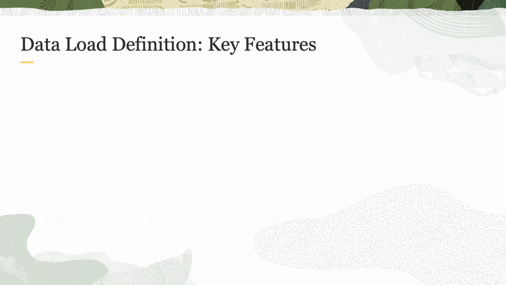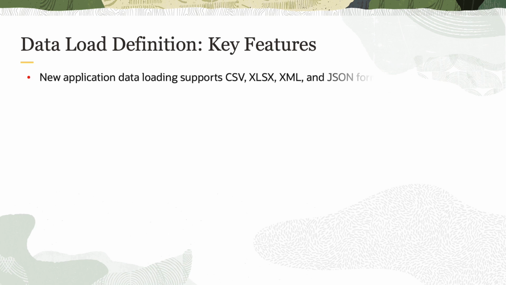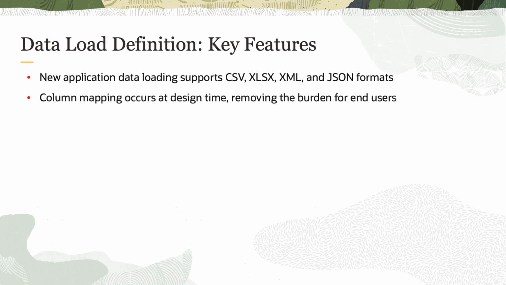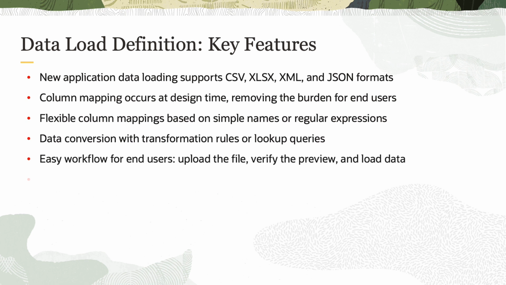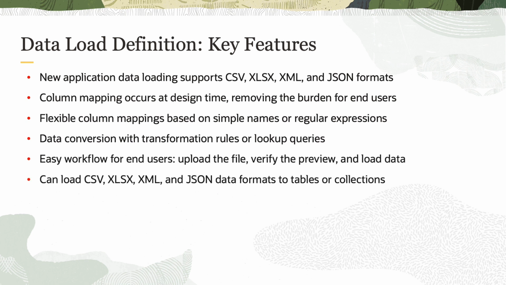Key features of data load definition. New application data loading now supports CSV, XLSX, XML, and JSON formats. Column mapping will occur at design time, removing the burden on end users. Flexible column mappings based on simple names or regular expressions. Data conversion with transformation rules or lookup queries. Easy workflow for end users. Just upload the file, verify the preview, and load the data.